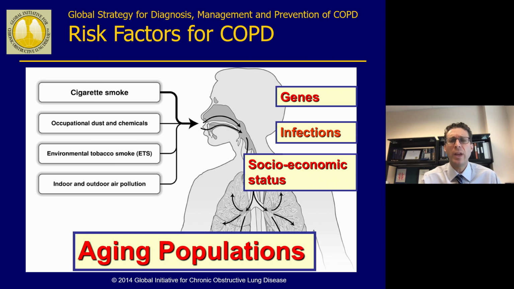But over the last decade or so, we've learned there are other important risk factors for COPD, including genetic factors, chronic respiratory infections, and low socioeconomic status has become a major risk factor for COPD in the United States. COPD is a disease of aging, and as the US and the world population ages, we're seeing an increased prevalence of COPD.